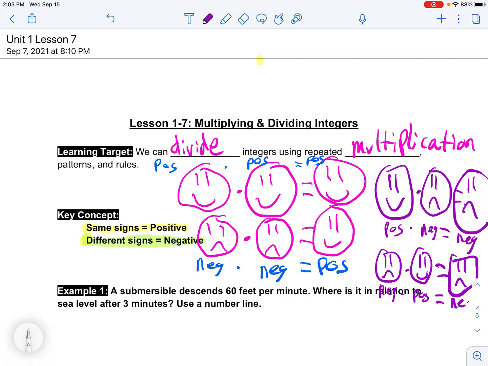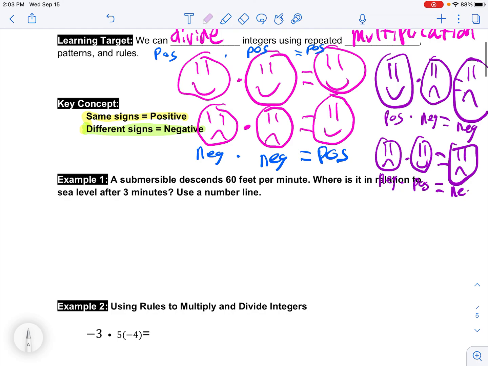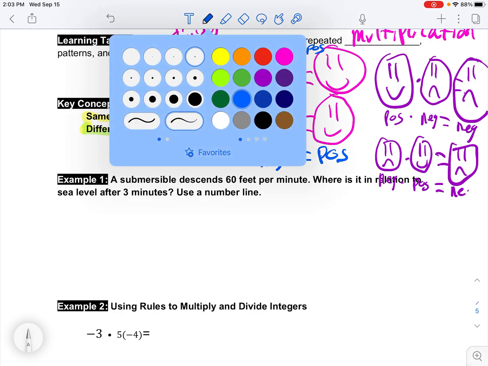Now, I just did examples with multiplication, but these exact rules work the same with division. So positive divided by positive is positive. Positive divided by negative equals negative. So the rules are exactly the same for multiplication and division. All right, let's take a look.